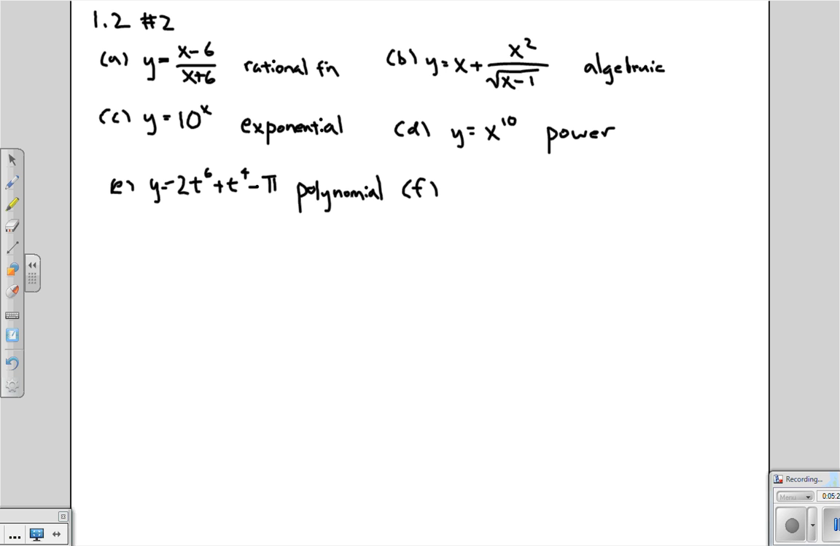And lastly, F, y is equal to cosine theta plus sine theta. And of course, this one sort of stands out in relation to all the other ones because what does it involve? It involves cosines and sines, which are trigonometric functions. So this is a trig function.